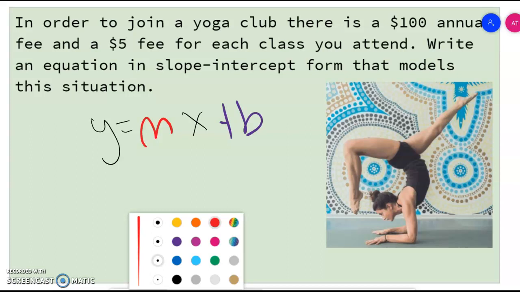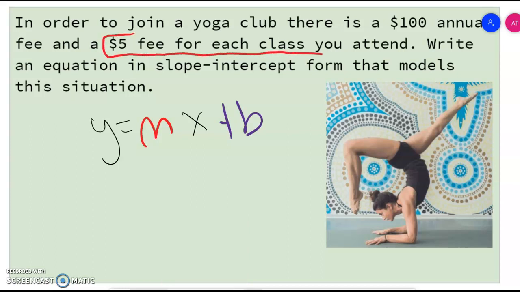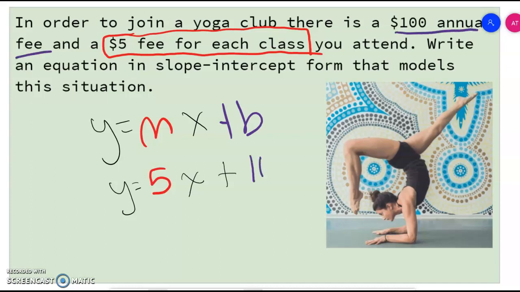Yep, $5. $5 is going to be my slope because it says there's a $5 fee per class. So I have 5x, so y equals 5x, plus, what's going to be my b? Yep, $100 annually. So that means a one-time fee. They're not charging me $100 per class. They're charging me $100 per year. So once a year, annually, I'm going to get charged $100, regardless if I'm even showing up to classes.